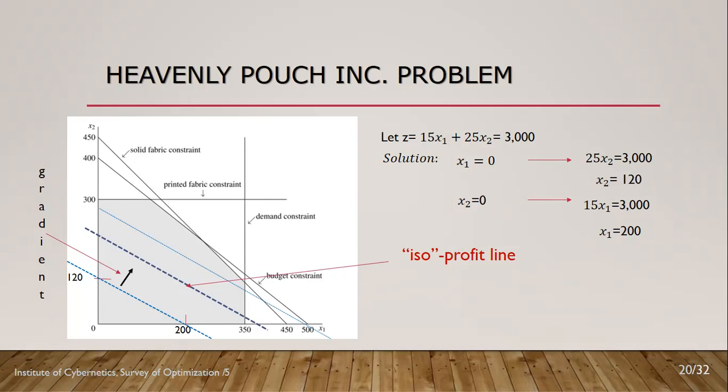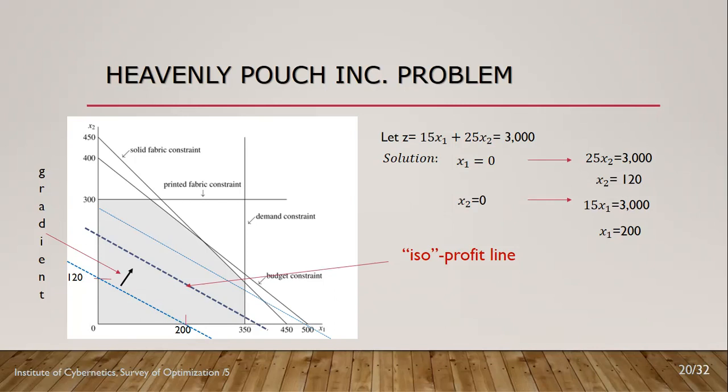So we see that this isoprofit line at the level of $3,000 gives us a lot of feasible points. What we are interested in, we do not care about these extensions. We need only the segment which falls into the feasible region. As we see, there are infinitely many solutions to this problem, and at every point of this segment the profit will be 3,000.